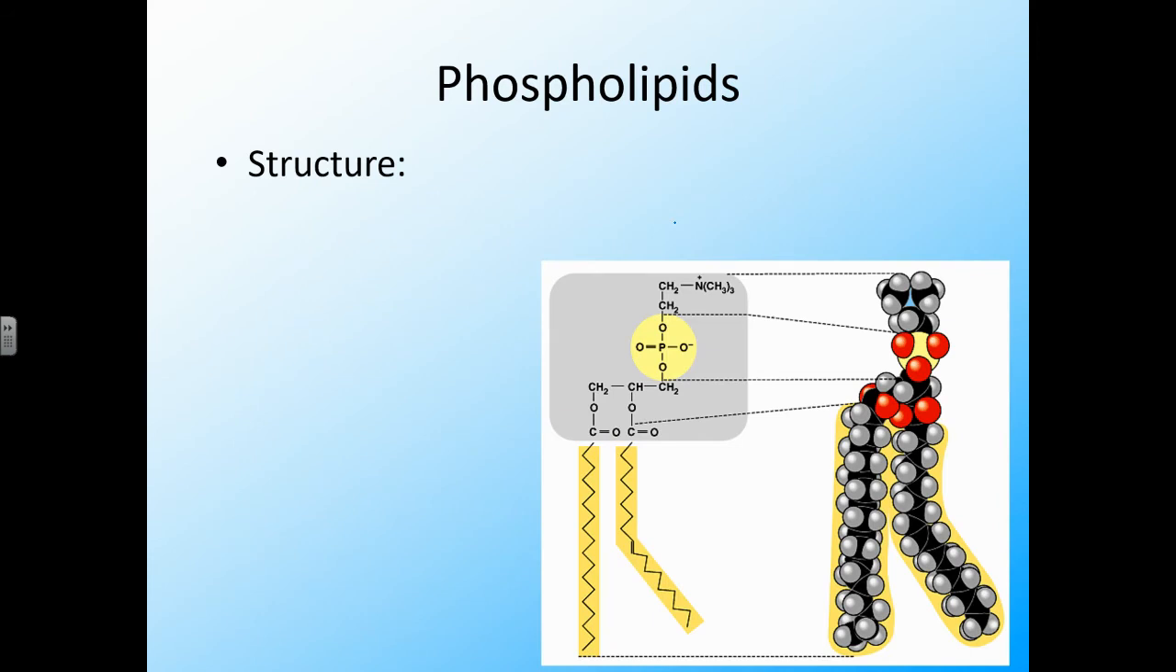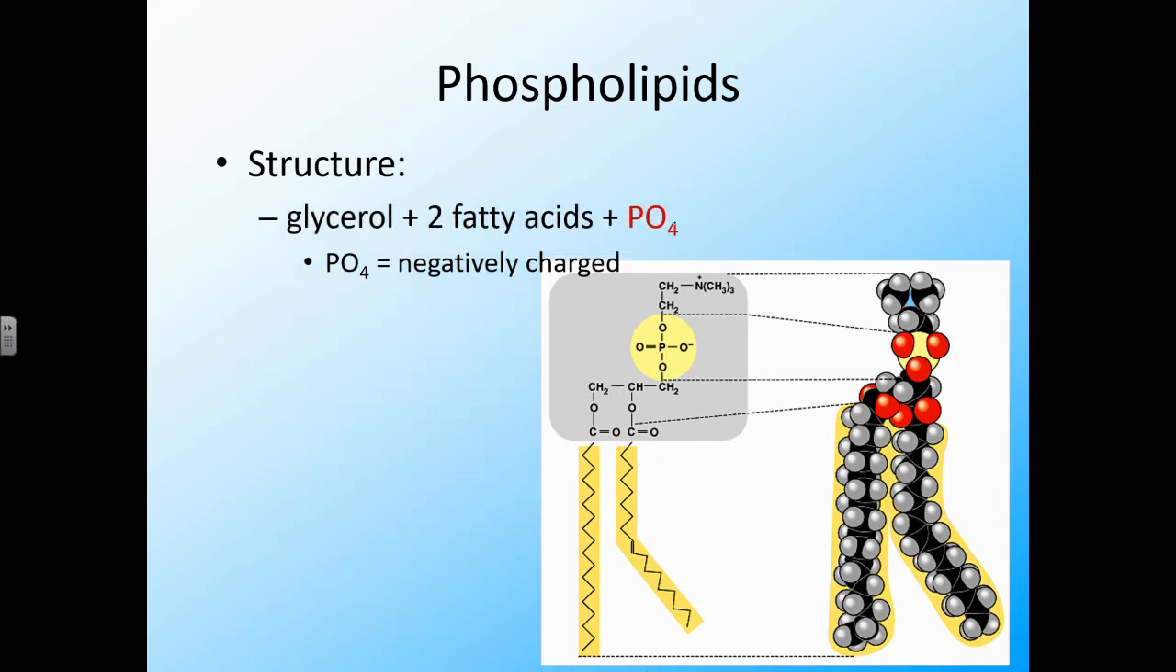Phospholipids are a type of lipid. It's made up of a glycerol and two fatty acid chains. So again, here's our glycerol molecule, and here's our two fatty acid chains. It has a PO4 group. Oops, here, it's negatively charged, again, just FYI.